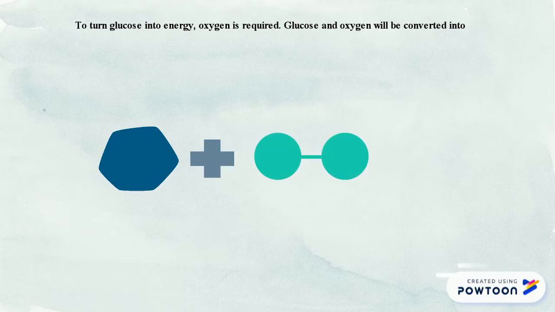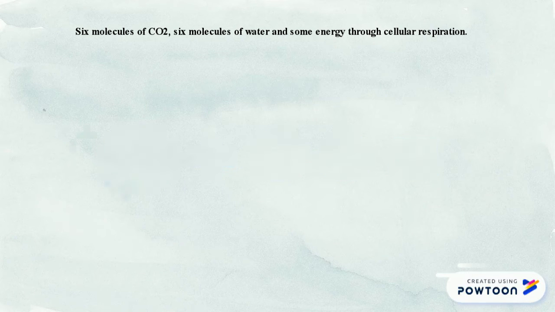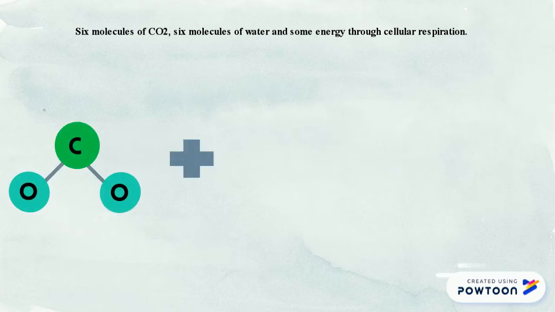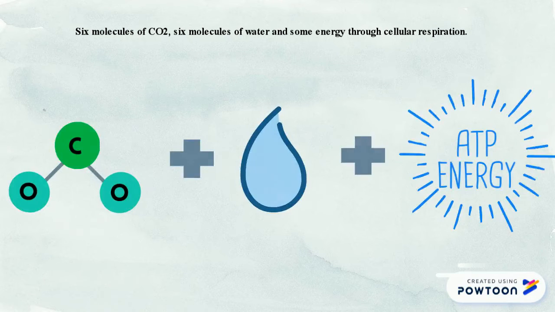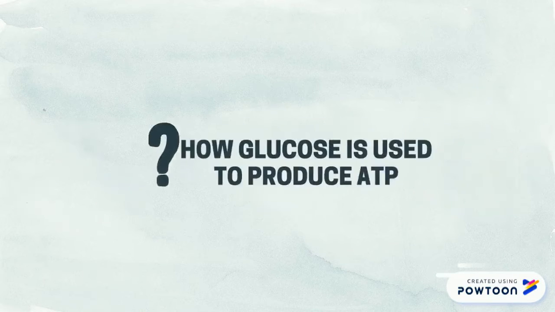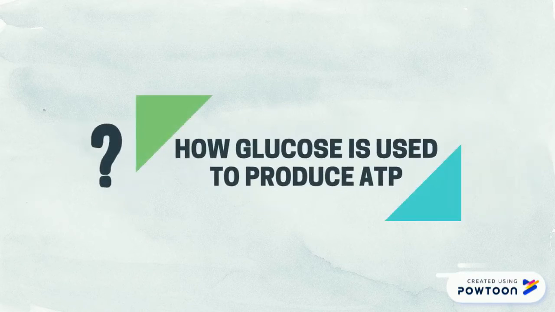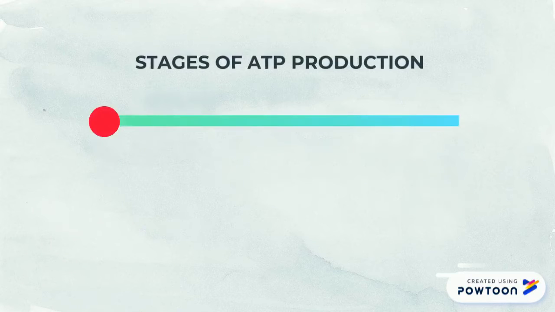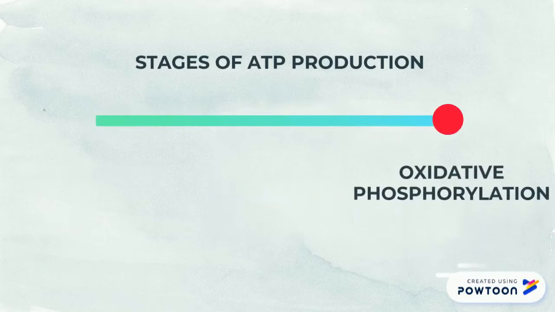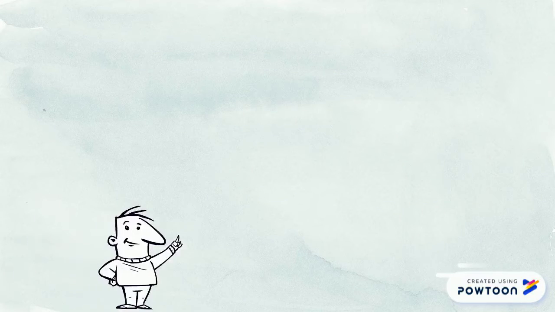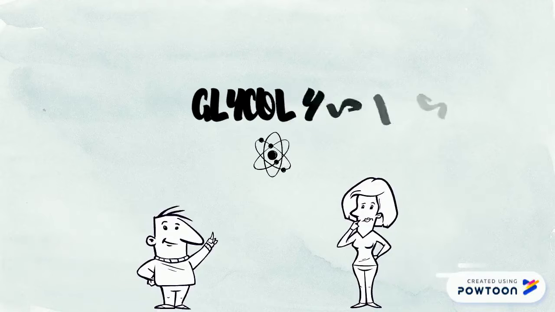Glucose and oxygen will be converted into 6 molecules of CO2, 6 molecules of water, and some energy through cellular respiration. But the question here is, how exactly is glucose used to produce ATP? In short, the process has 3 stages, which are glycolysis, followed by the Krebs cycle, and lastly oxidative phosphorylation. The first stage is glycolysis.